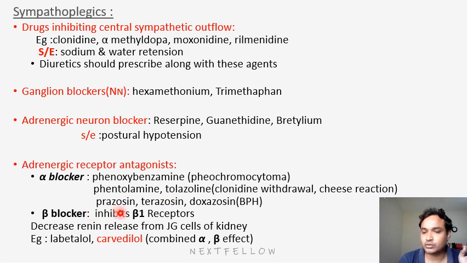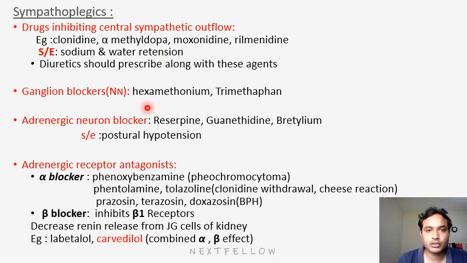Next, prazosin, terazosin, doxazosin. These are alpha 1 inhibitors, used in benign prostatic hyperplasia patients. Then beta blockers will also be used, mainly selective beta blockers. If we inhibit beta 1, beta 1 has two activities: one is renin release, the other is increased cardiac activity. Which drugs have both effects? Labetalol and carvedilol, where an alpha and beta combination effect is present. Carvedilol has one more beneficial effect, that is antioxidant property.